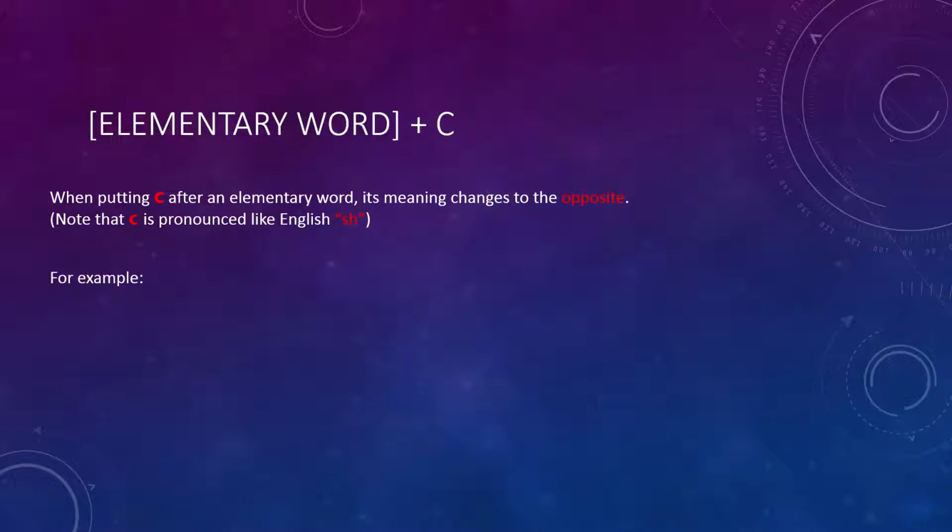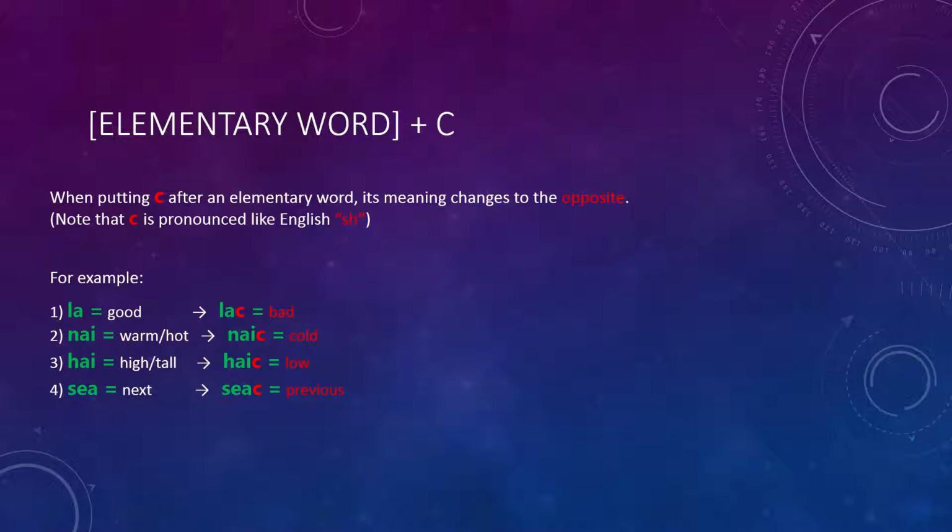So for example, if la means good, then we know for sure that lash means bad. That's how it works. La, good, lash, bad. Another example. Nai means warm or hot, and then we know for sure that naish means cold. Or high means high or tall. Then we know for sure that haish means low. And finally, if ser means next, then sesh means previous.